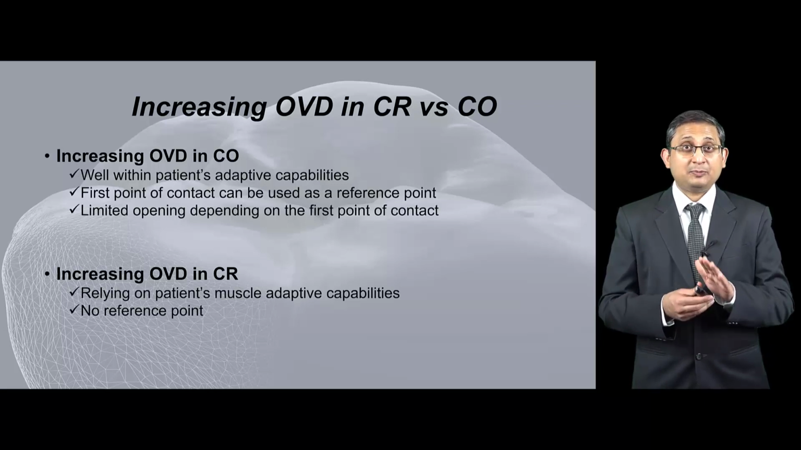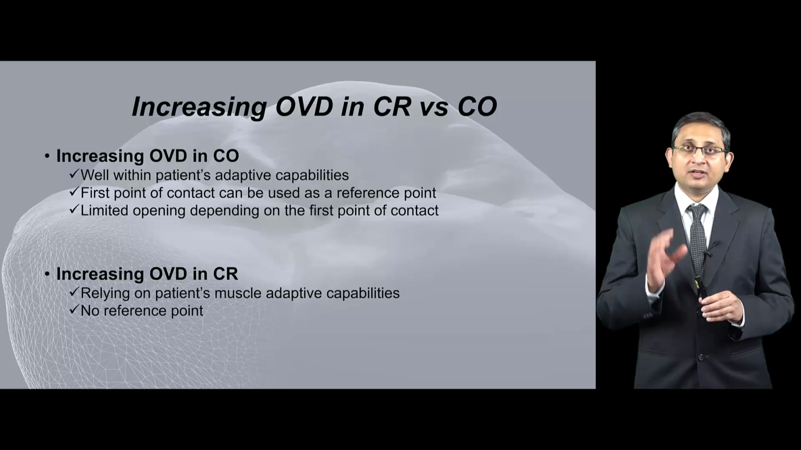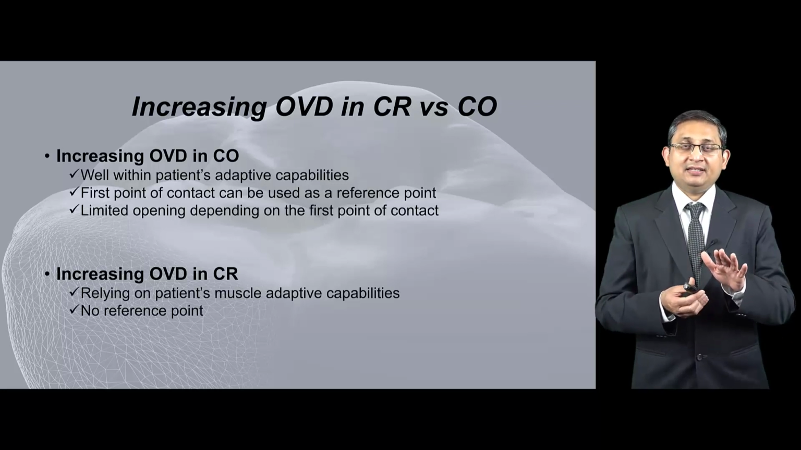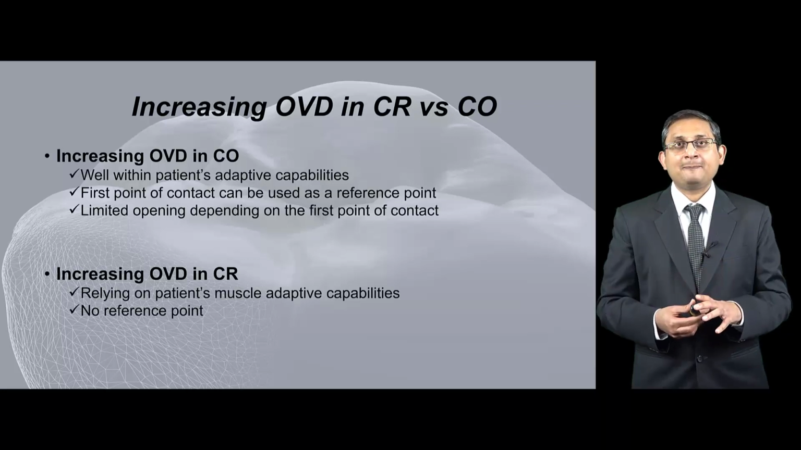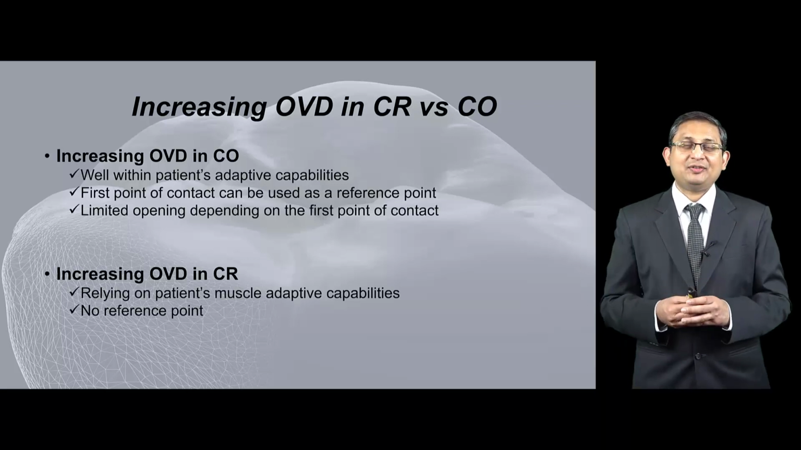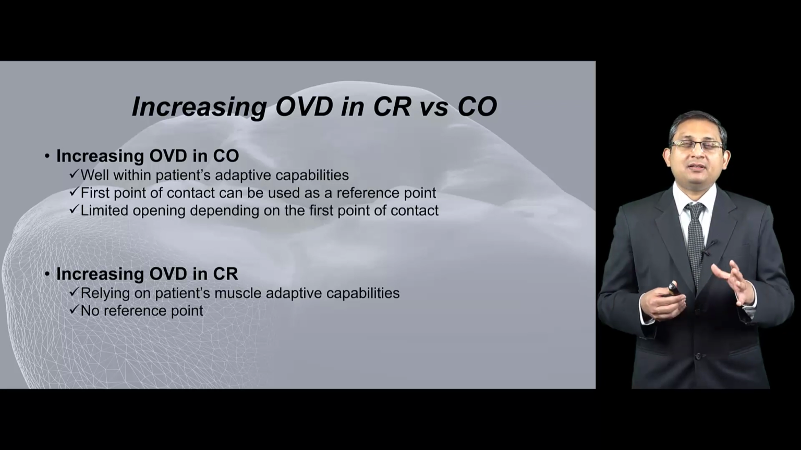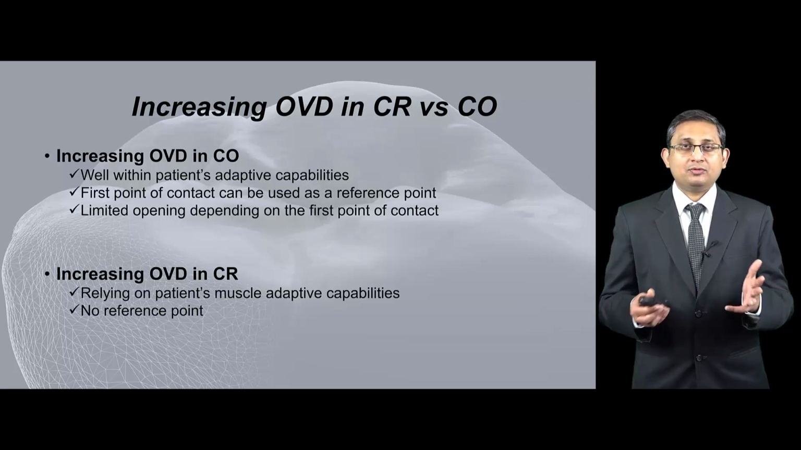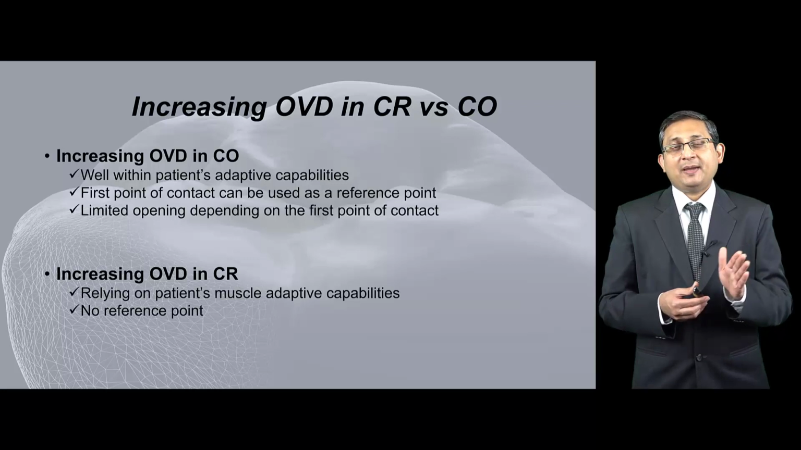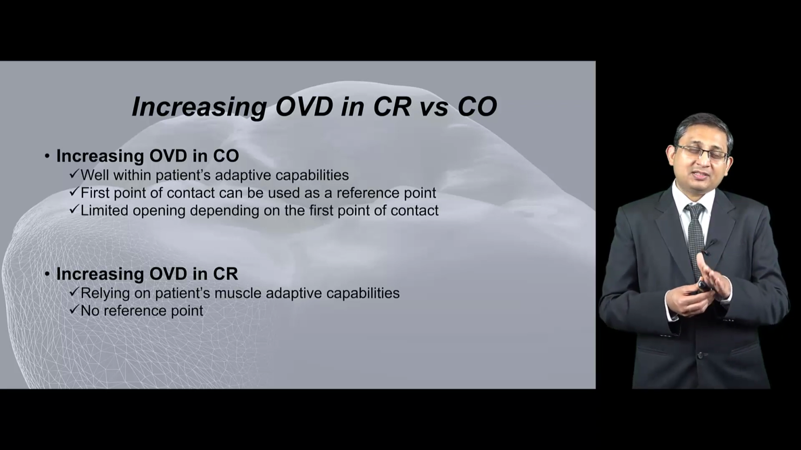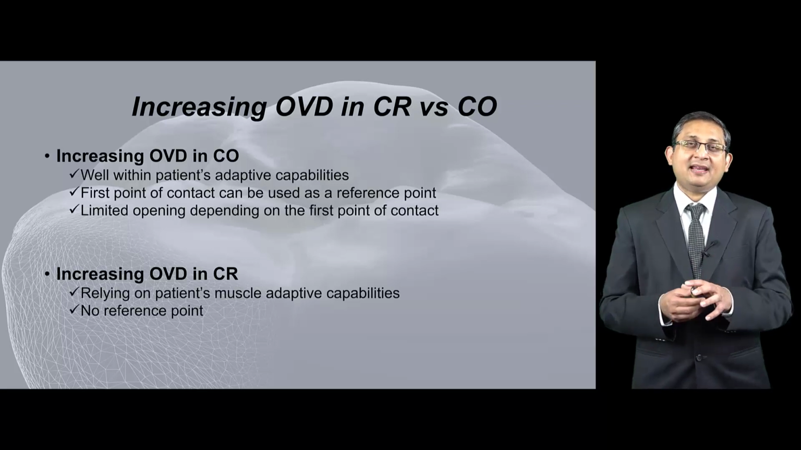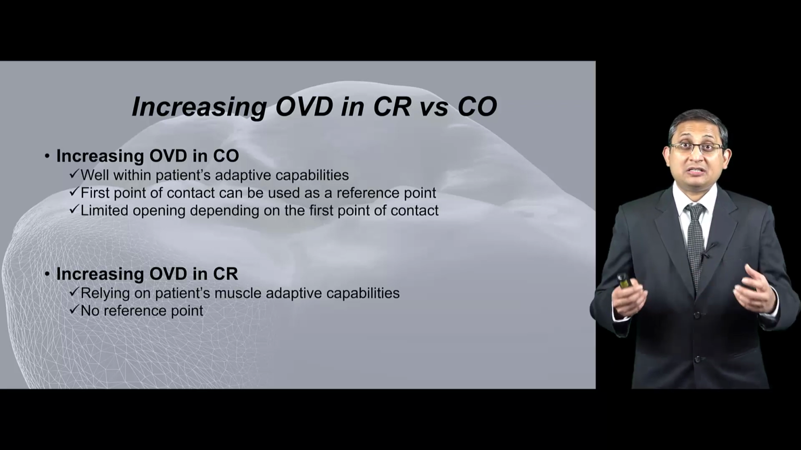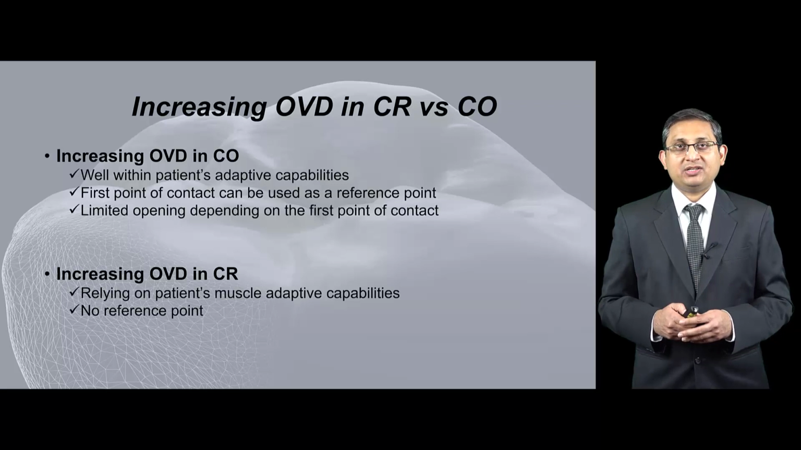The problem with CO is that you are limited in how much opening you can do depending on where the first point of contact is. If the patient's first point of contact is on a particular tooth and the patient has a huge vertical and horizontal slide, then you will have plenty of restorative space. But most of the time, the slide is between 1 to 2.5 millimeter. So if the patient's got that minimum slide, then you're restricted as to how much opening you can make and how much restorative space you can gain by restoring the patient in CO.